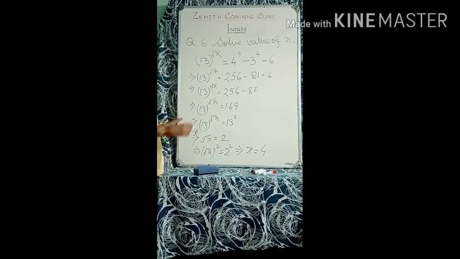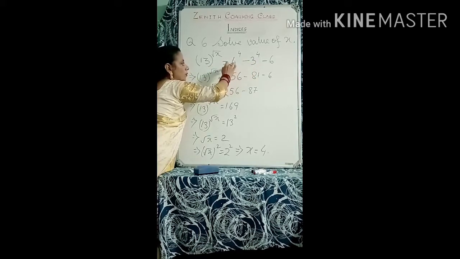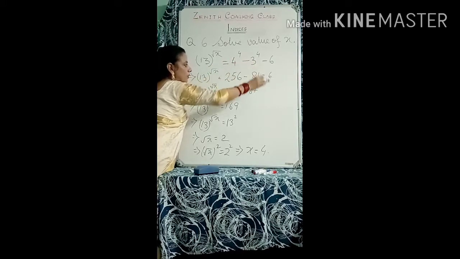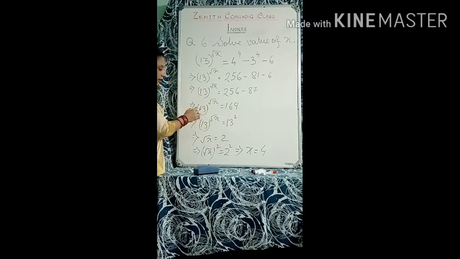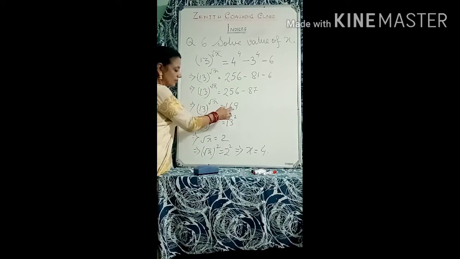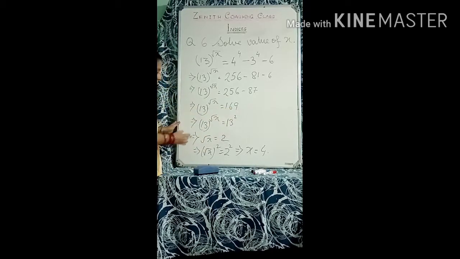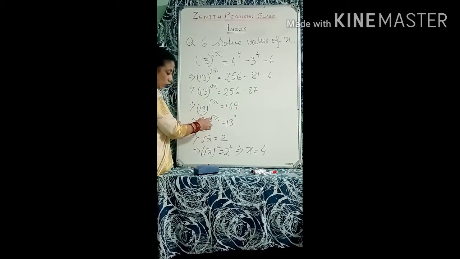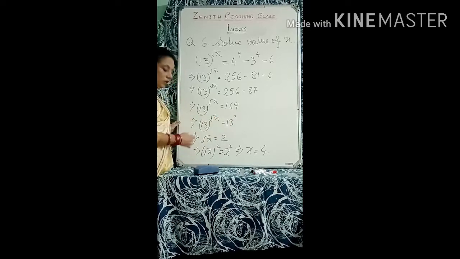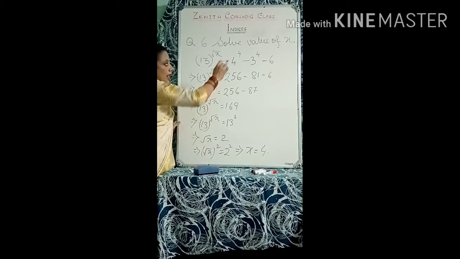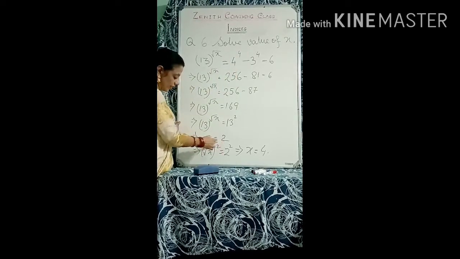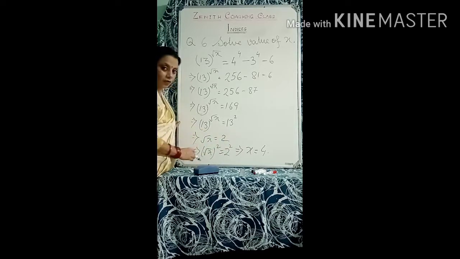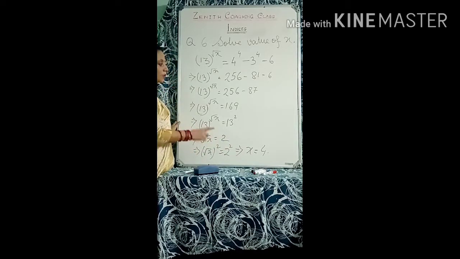So what you have to do? You just find out the value of 4 to the power 4 minus 3 to the power 4 minus 6, that is 169. So here is the base 13 and here 169 is 13 square. So cancelling the base, root x equals to 2. I didn't ask for root x, I asked for x. So both sides squaring we get root x square equals to 2 square. So x equals to 4. Okay. So value of x is 4 here.